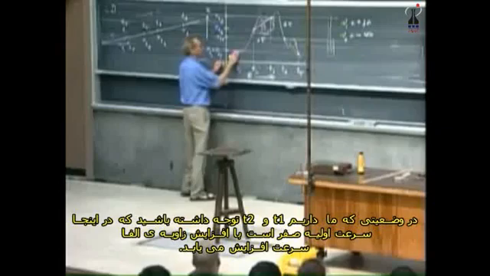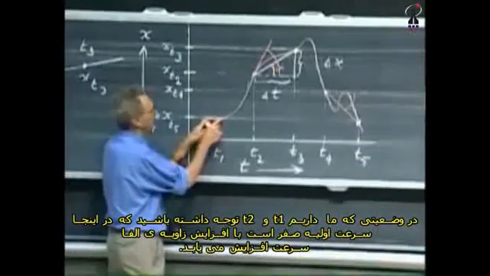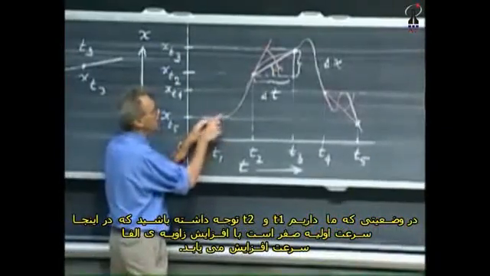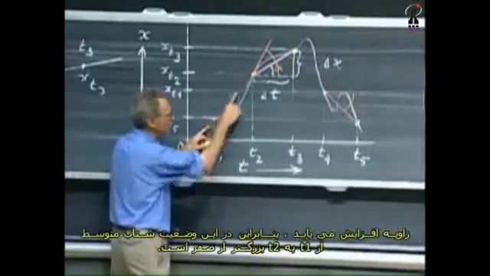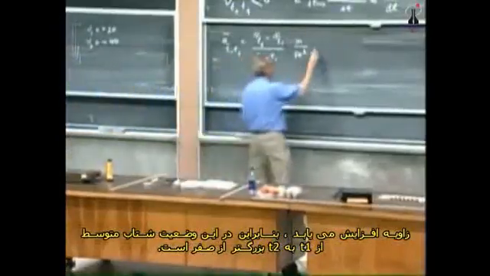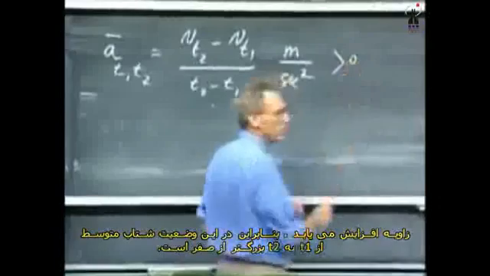In our case, t1 to t2, notice the velocity is 0 at the start, and it begins to increase because this angle alpha increases. It's the angle that matters. The angle increases, so in our case, from t1 to t2, the average acceleration is larger than 0.